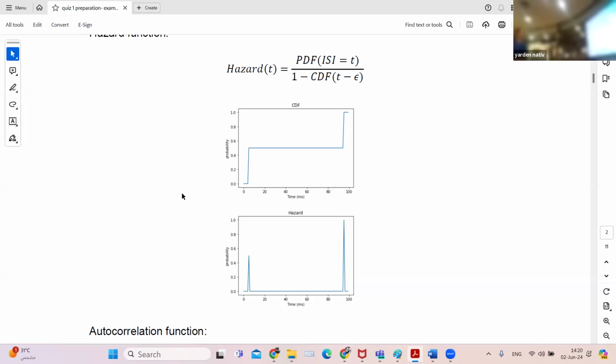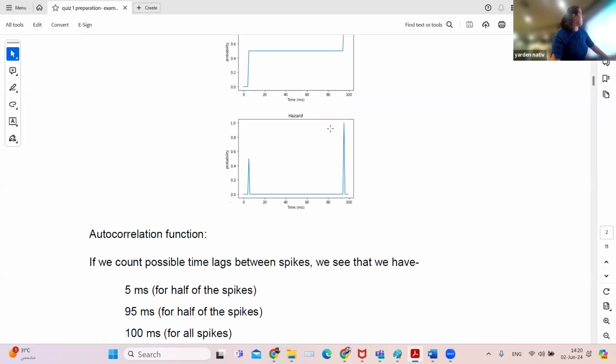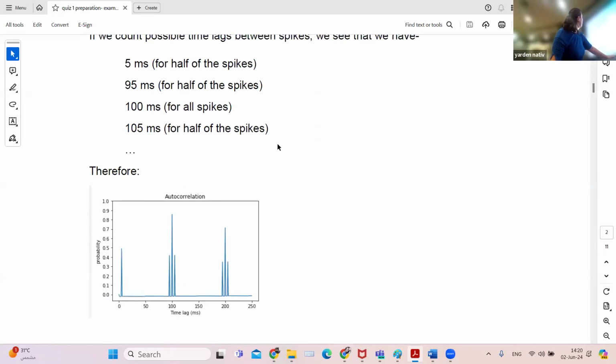Okay? Great. And again, please think about it as if I didn't see a spike so far, what is the probability to see a spike now? Okay? This is the right way to understand the hazard function. And spikes are dangerous, therefore it is hazard.